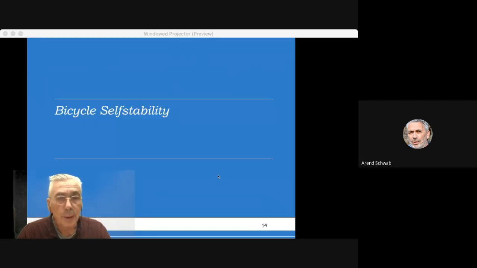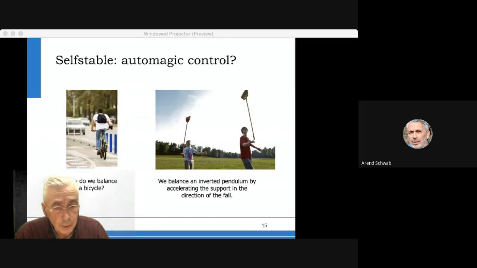Okay, remains the big question, of course, this bicycle self-stability. Where does that come from? Now, I always call it some auto magic control. This whole self-stability. So the big question is, how can the bike stabilize itself? And actually, that's a very tricky question. So let's go back to our own world and say, hey, how do we balance a bike? Because at slow speed, the thing is unstable, so we have to do something.